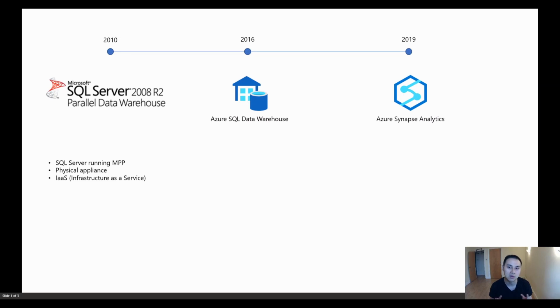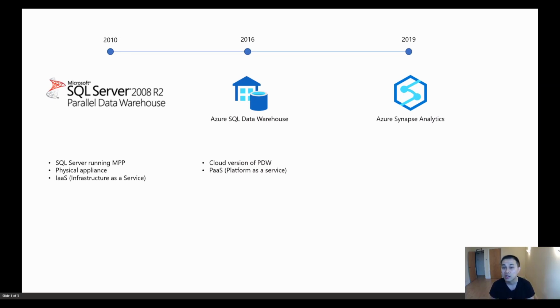Now, PDW, or Parallel Data Warehouse, is a physical appliance, and because of that, it's infrastructure as a service, meaning if you bought this physical appliance, you have to patch and maintain it yourself. Back to 2016, Azure SQL Data Warehouse is basically the cloud version of PDW, with some slight differences, obviously. Because it's a cloud version, it's a platform as a service offer, meaning you don't need to worry about patching or maintenance, all that sort of thing.